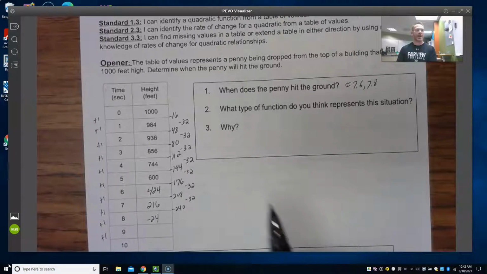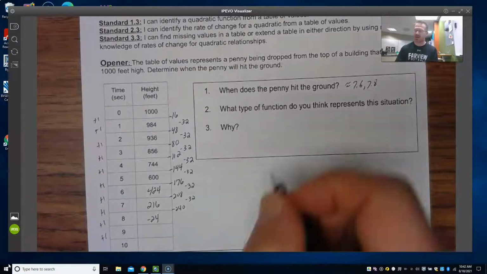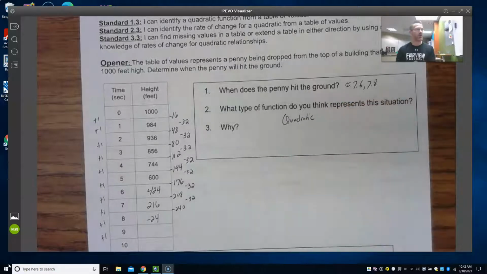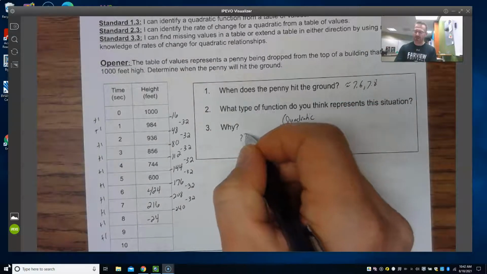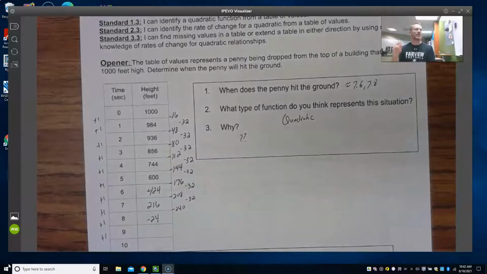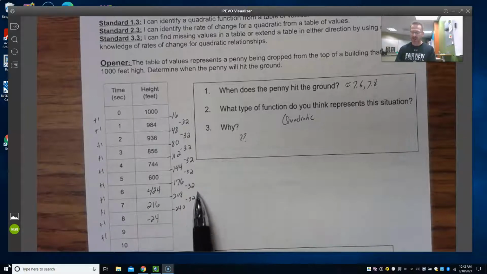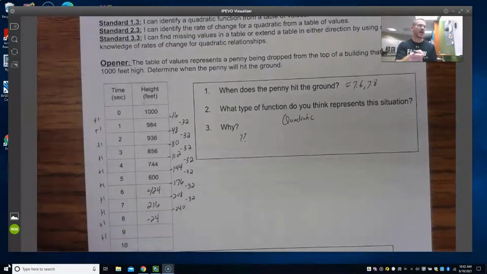Now, I kind of gave this away. What type of function do we think this is? And this is a quadratic. Your why right now might still be a question, and you may not have understood that, and that's okay. But the why is really this idea right here. It has to do with this rate of change. If your rate of change changes by the same amount.